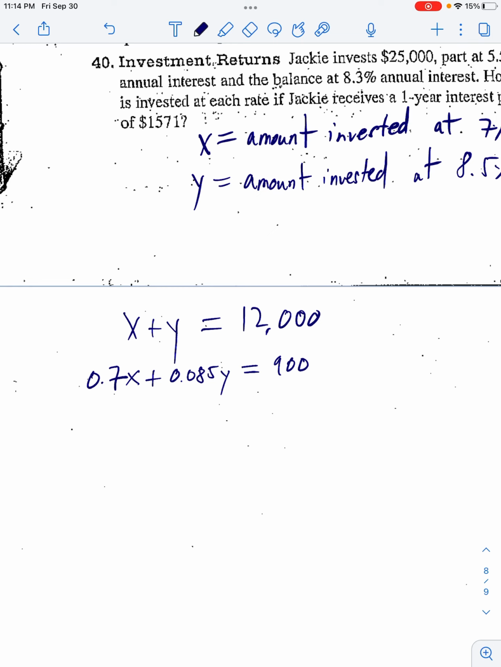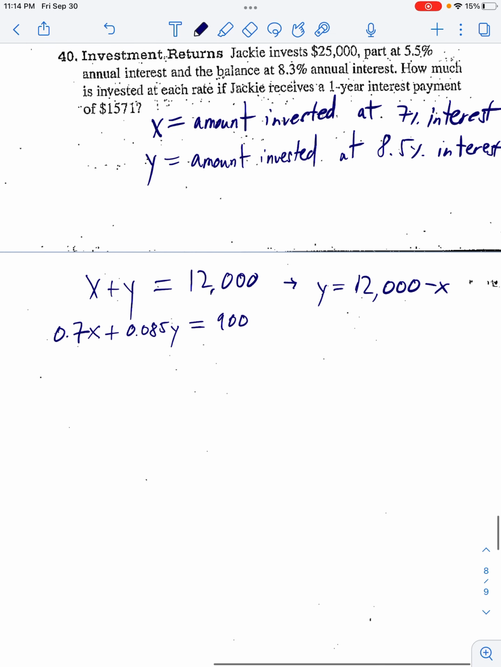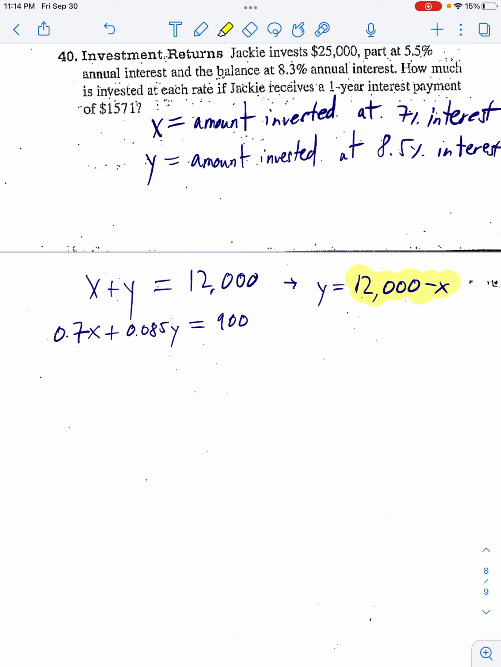I'm going to use substitution here. Hopefully you remember that from algebra. I'll solve the first equation for y, which gives me y equals 12,000 minus x. Then I'll substitute this in for y in the second equation. I get 0.7x plus 0.085 times (12,000 minus x) equals 900. Okay, I get that far.